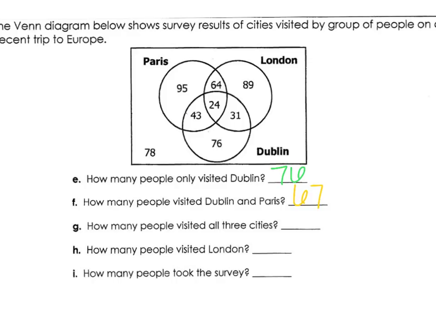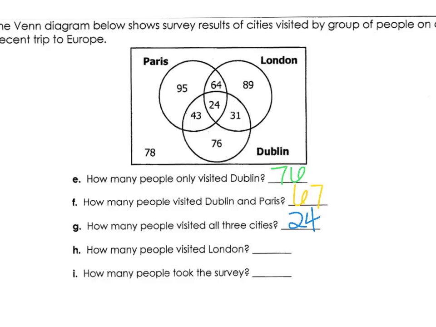Part G, how many people visited all three cities? We just want to look for the part where all three of them overlap, and that would just be this middle section right here. Only 24 people went to all three cities. So the answer to part G is 24.